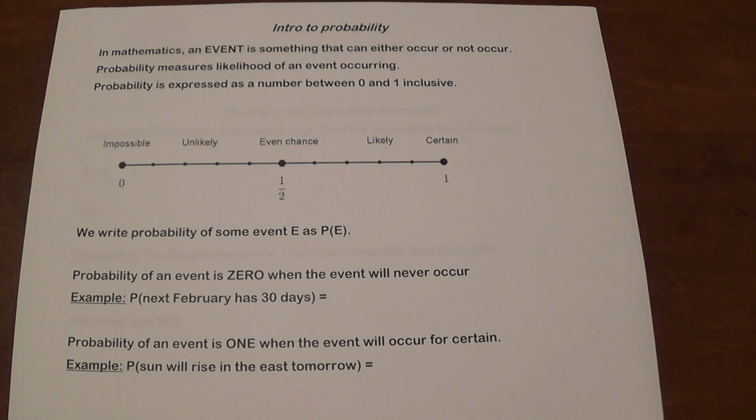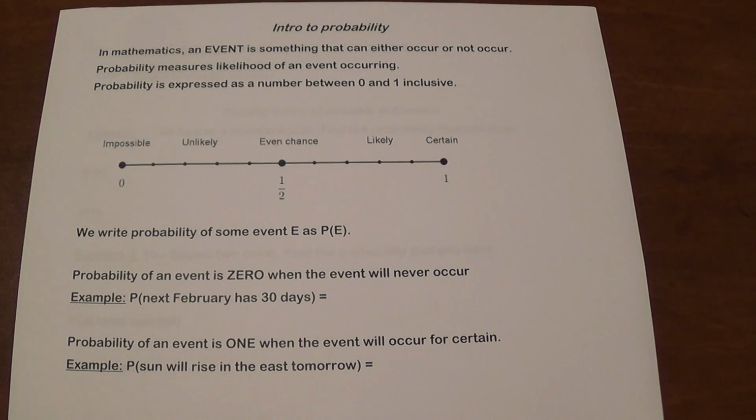Hi, in this video we're going to talk about basic probability and the concept of probability. So in mathematics we recognize something called an event, and this is something that can either occur or not occur, and you measure the probability of that event happening, which measures the likelihood of that occurring.